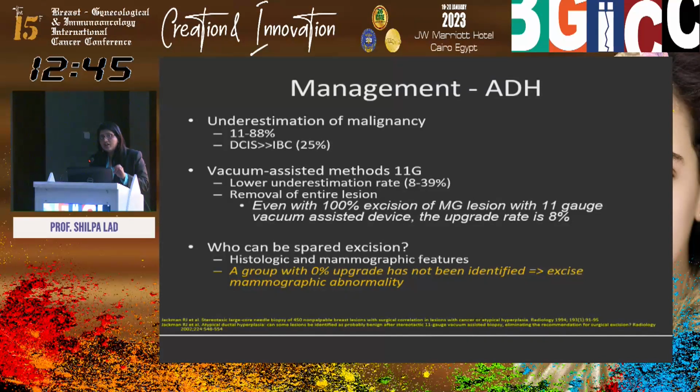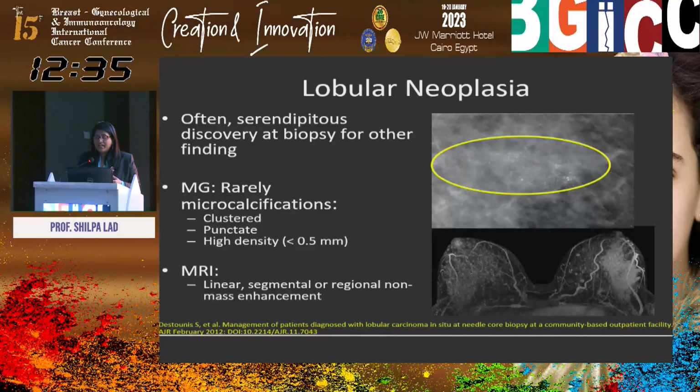But even with 100% excision of the lesion, there is still a 8% upgrade rate, okay? So one has to be cognizant of this fact. Therefore, if there is ADH, what do we recommend? Can we recommend excision right away? There are 2 schools of thoughts about it currently. But if there are associated risk factors, the patient is high risk, there is any personal history, then we recommend excision. What about lobular neoplasias?